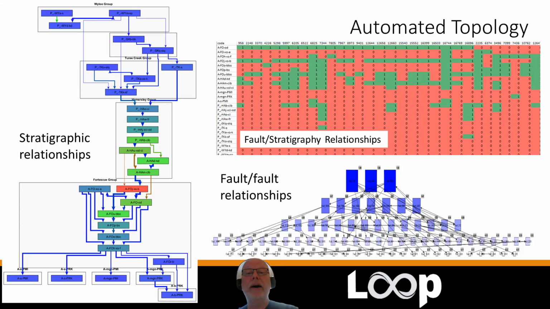And then on the top right, we have this table where the columns are faults and the rows are stratigraphic units. And when the intersection is green, it means that that particular stratigraphic unit is intersected by the fault somewhere in the map. And again, that gives us information about timing relationships between stratigraphy, stratigraphic deposition, and deformation.